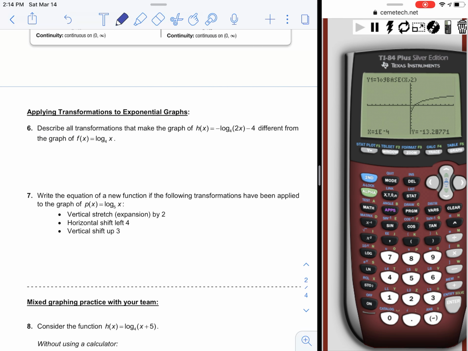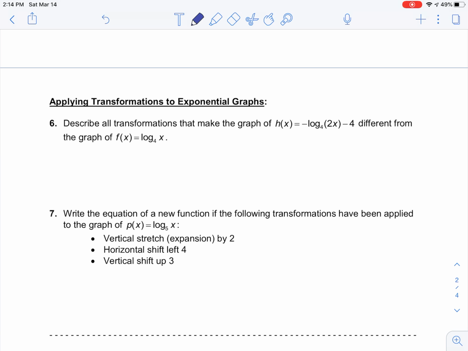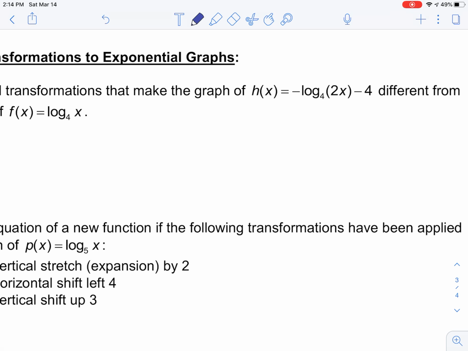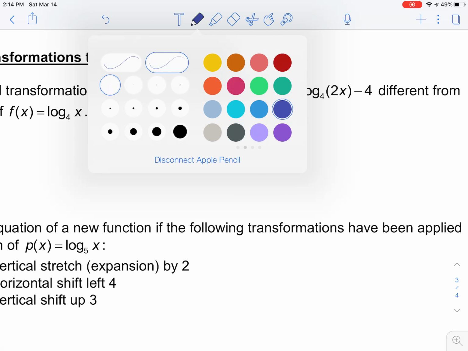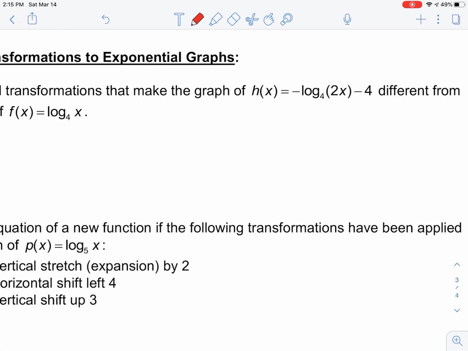So you will also be expected to do transformations without the use of a calculator. So with that being said, if I give you a log function and I say state the transformations, if you look at the parent function given, notice both of these have a base of 4, so that's not a transformation. Just like we've done in the past, we're going to circle each transformation and state what's happening. A negative in front, remember, means reflection.